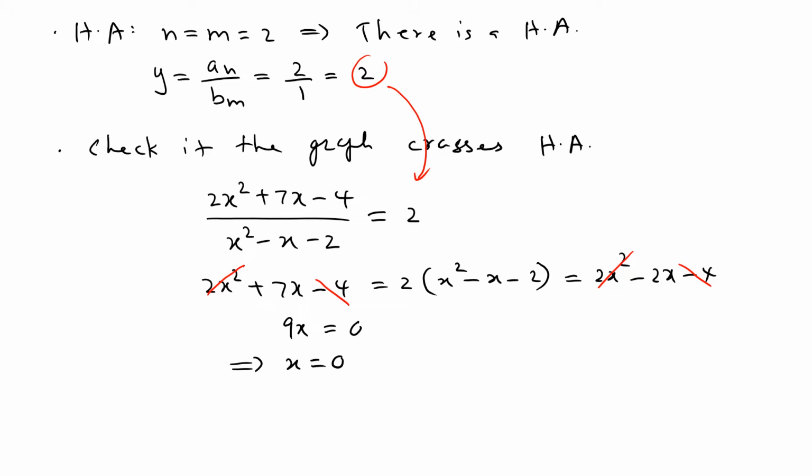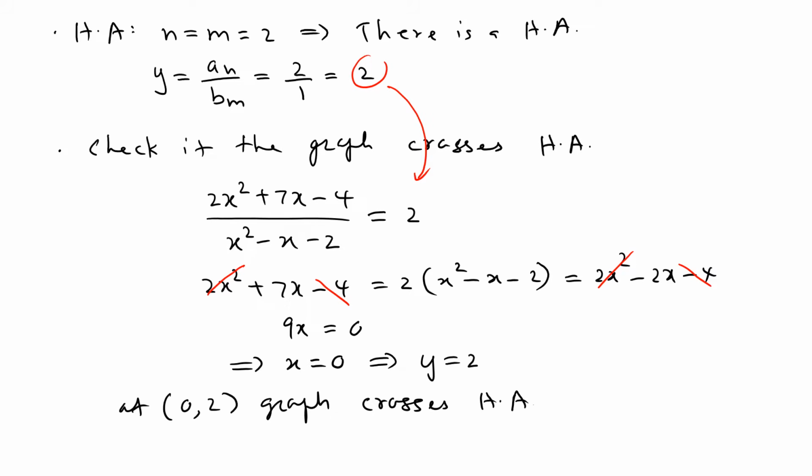So, and then we can see that for x equals 0, it is simply y equals 2, because this is the y-intercept. So that means at the point (0, 2), the graph crosses the horizontal asymptote.